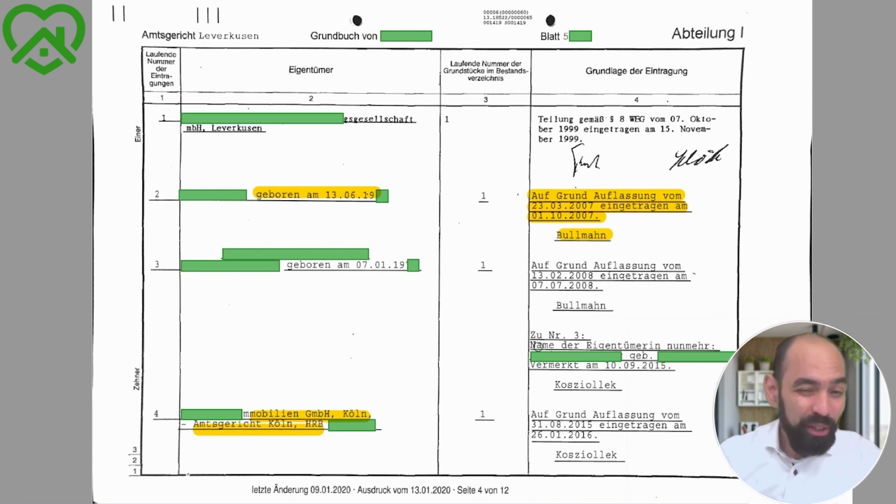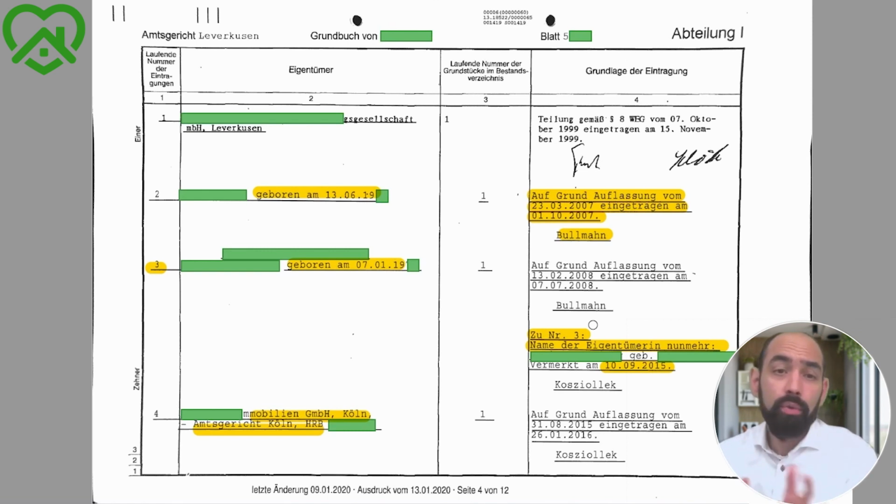Now, you can also see a couple of changes here. For example, the owner under number 3 has undergone a name change. Name der Eigentümerin nunmehr, which means there was some kind of name change. It initially was this, now it is this, and has been put into effect on 10th of September in 2015. So also these little things are mentioned here in order to ensure that everyone who has a look at this knows that this really is the person who owns the property.